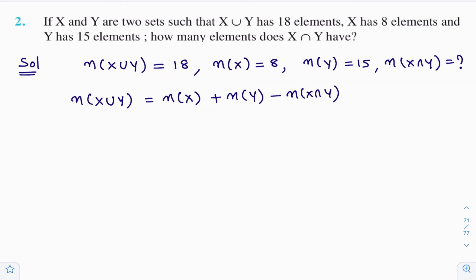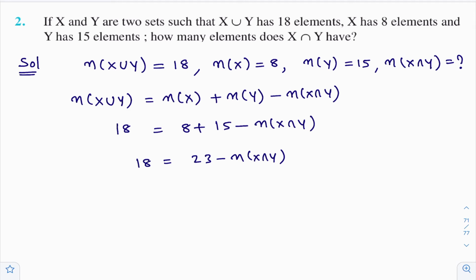N of X union Y is given as 18. Okay, you write 18 equals N of X. N of X is 8, so 8 plus N of Y. N of Y is 15, plus 15 minus N of X intersection Y, we need to calculate. Okay, 8 plus 15, look here, is 23. 23 minus N of X intersection Y. So we got like this.